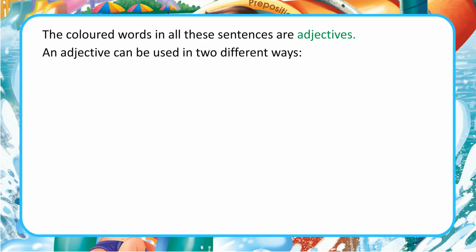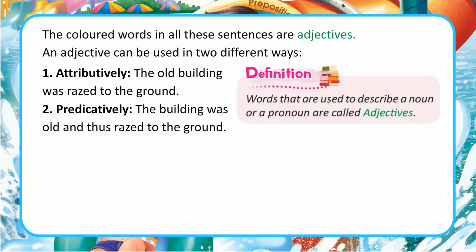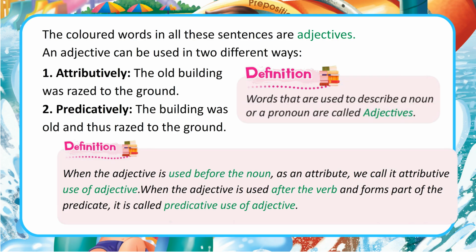An adjective can be used in two different ways. Definition. Words that are used to describe a noun or a pronoun are called adjectives. 1. Attributively: the old building was razed to the ground. 2. Predicatively: the building was old and thus razed to the ground.